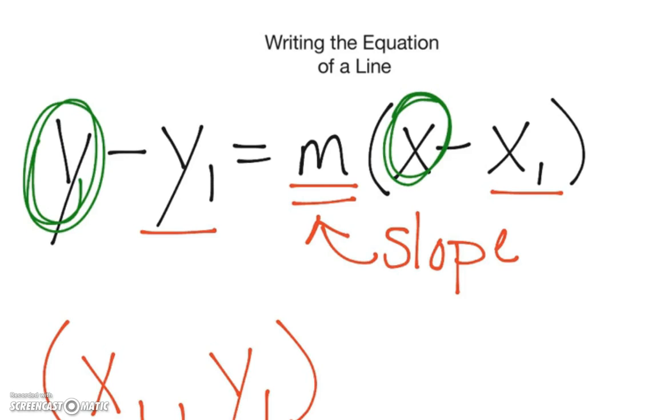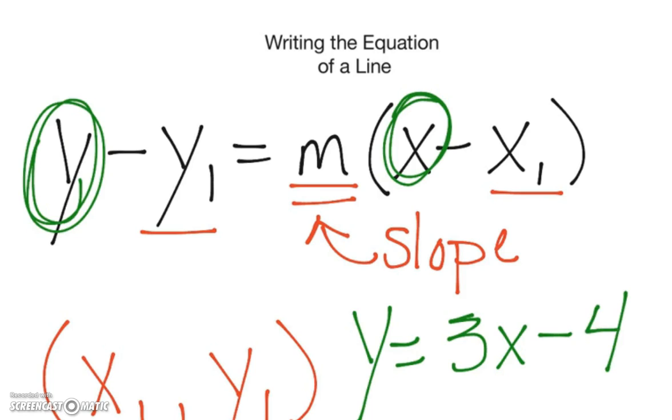Remember though that when we get an equation of a line, it will be something like y equals 3x minus 4. Notice we have an x here and a y here still in our equation. So it's really important that you remember you will have one x and one y left over after you've plugged in everything that you're supposed to. Let's try some examples.